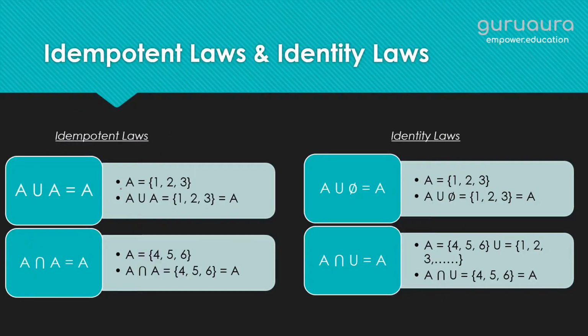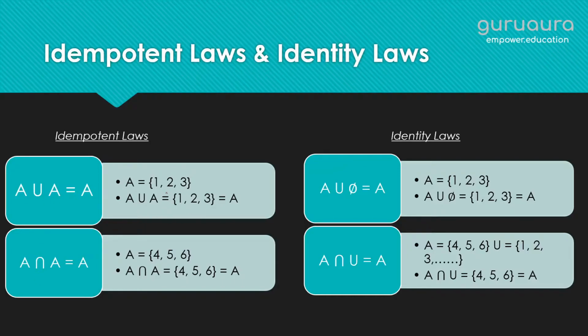So let's consider a set A. The idempotent laws for union and intersection are A union A is equal to A and A intersection A is equal to A. This is the same set, and we are applying one of the operations of sets on the same thing itself.